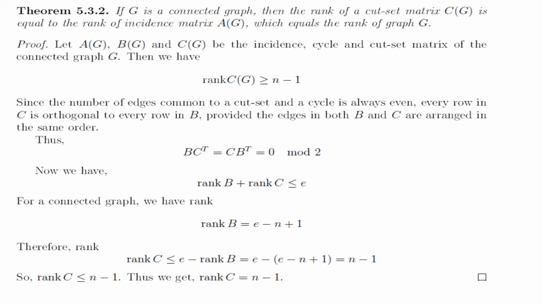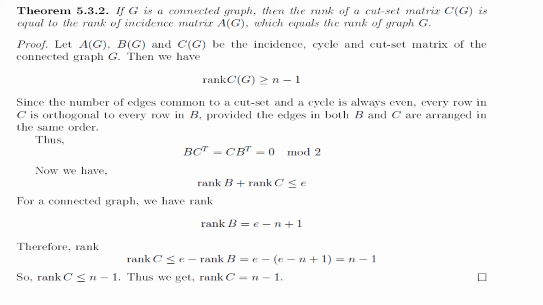If G is a connected graph, then the rank of a cut set matrix C of G is equal to the rank of the incidence matrix A of G, which equals the rank of the graph G. Proof. Let A of G, B of G and C of G be the incidence, circuit and cut set matrix of the connected graph G.